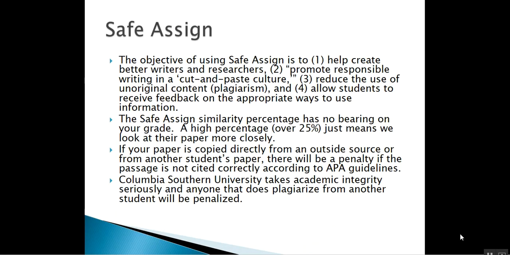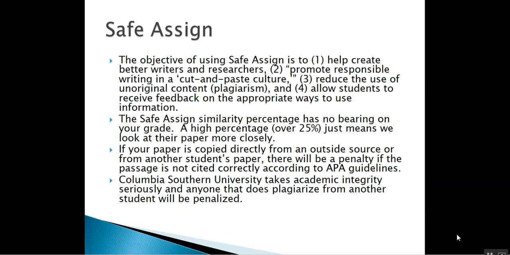Another topic I wanted to discuss with you is Safe Assign, which is an important topic here at CSU. The objective of Safe Assign is to help you become better writers and researchers and to promote responsible writing in a cut and paste culture. We also want to reduce the use of unoriginal content and allow students to receive feedback on the appropriate ways to use information. The Safe Assign similarity percentage has no bearing on your grade. A high percentage just means that I look closely at your paper and determine where the sources of your material are and where the issues you are having with this material.